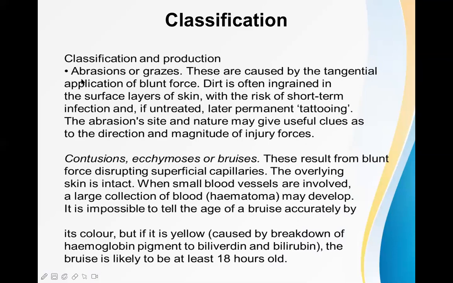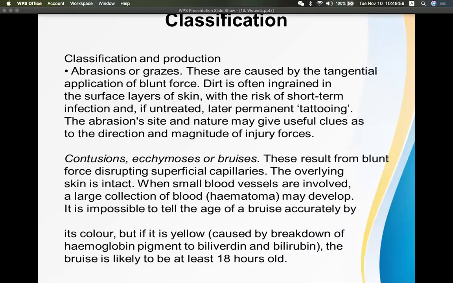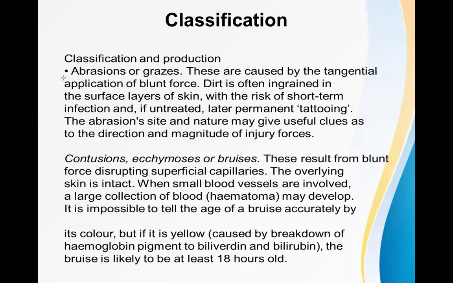The first type of wound is known as abrasion. Abrasion or grazes. Abrasion is a commonly used term. See here, abrasions are caused by tangential application of blunt force. There is no sharp force. The force here is blunt, and the direction of that force is tangential. This is the important point. In other words, because of this tangential blunt force, there is a lot of friction on the skin, and that will cause abrasion.